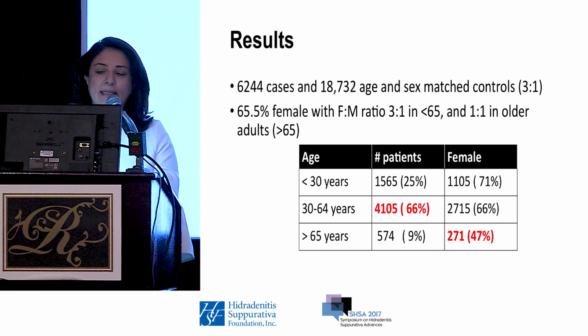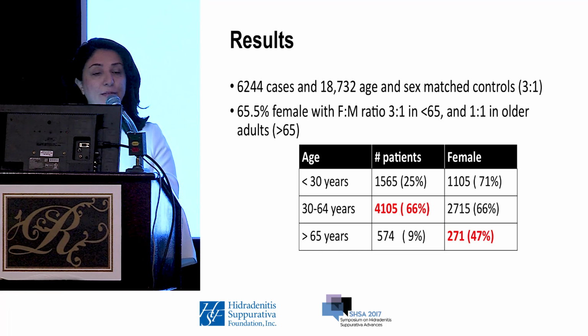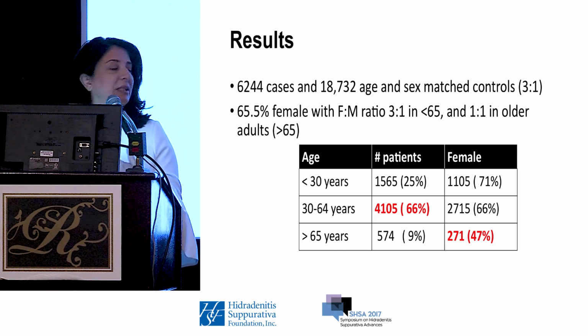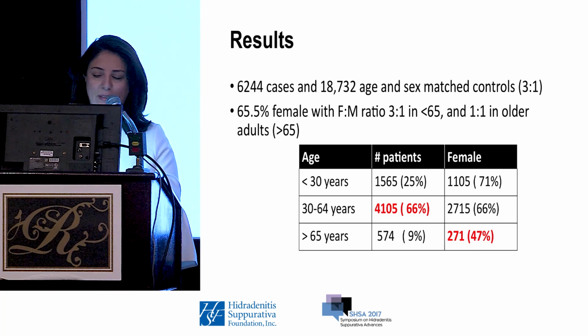Overall, we had 6,000 cases and 18,000 age and sex matched controls. We had 65.5% female patients. The female to male ratio was 3:1, similar to the data that you had here. But in older age, above 65, we had a 1:1 ratio of male and female. That's interesting, as it probably shows that male patients with HS have a longer duration of the disease. Less than age 30, 25% of our patients; 30 to 60, we had 4,000 patients, 66%, very similar to the data in your database.